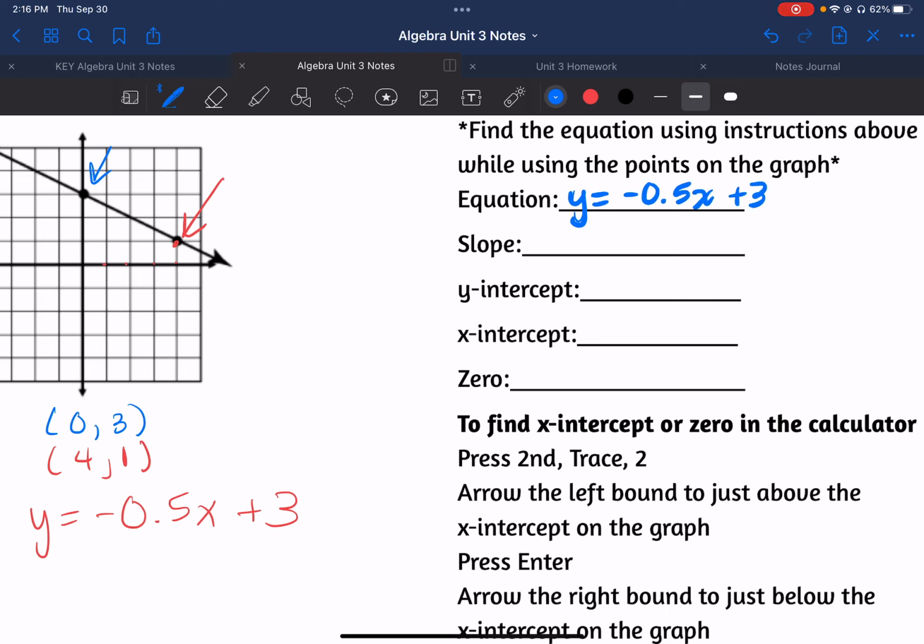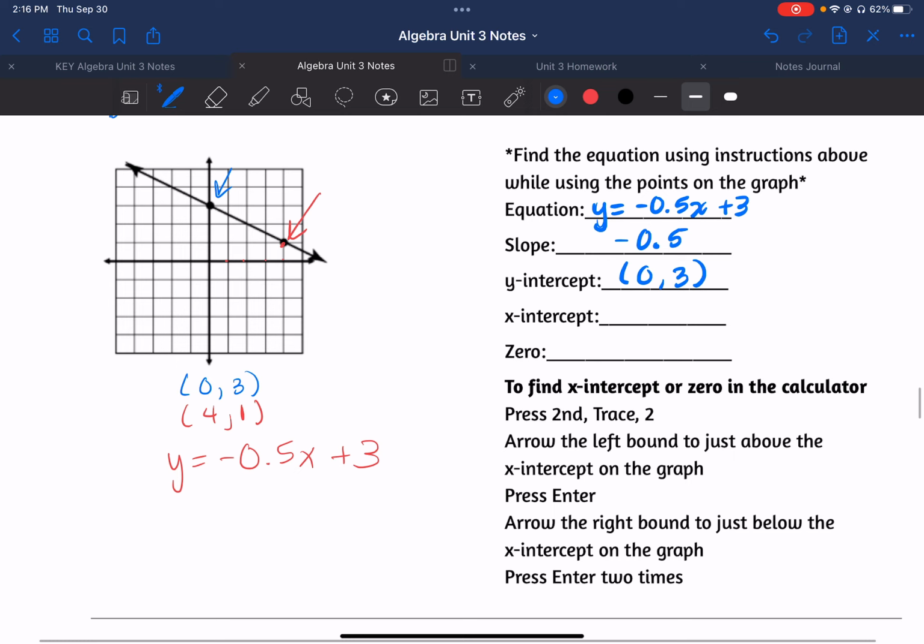Well, if we know my equation, we already know my slope, negative 0.5. And then if we know my equation, we know my y-intercept. I'm going to write it as a point, 0, comma 3. We don't know my x-intercept and we don't know my 0, but I sure can find it. Watch me find it. Okay, here we go. Let's look at the instructions.